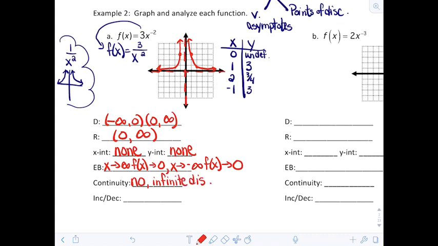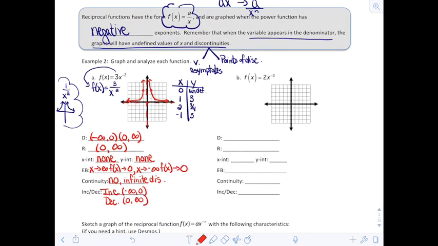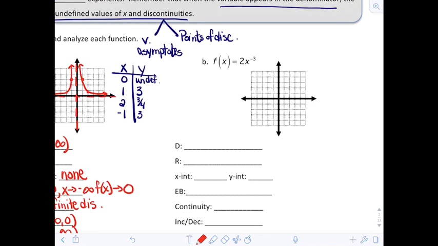And intervals of increasing and decreasing. As you read this graph from left to right, it's increasing from -infinity all the way up to 0, and it's decreasing from 0 to infinity. Okay, so there's our first look at our first reciprocal function. Okay, let's look at b.